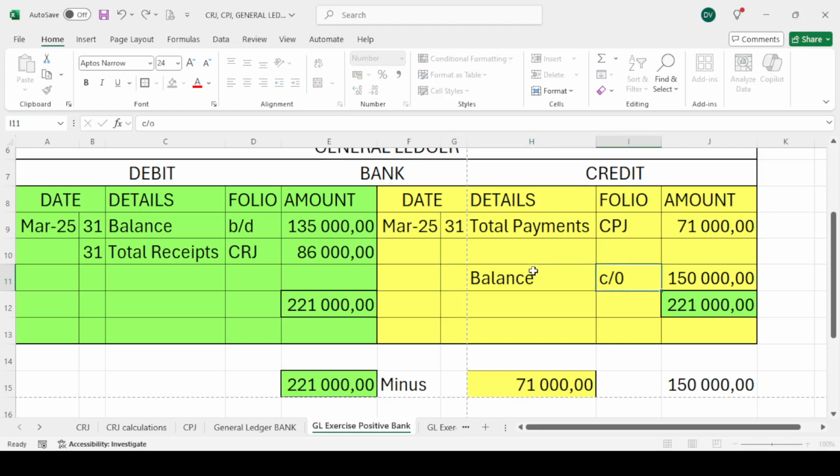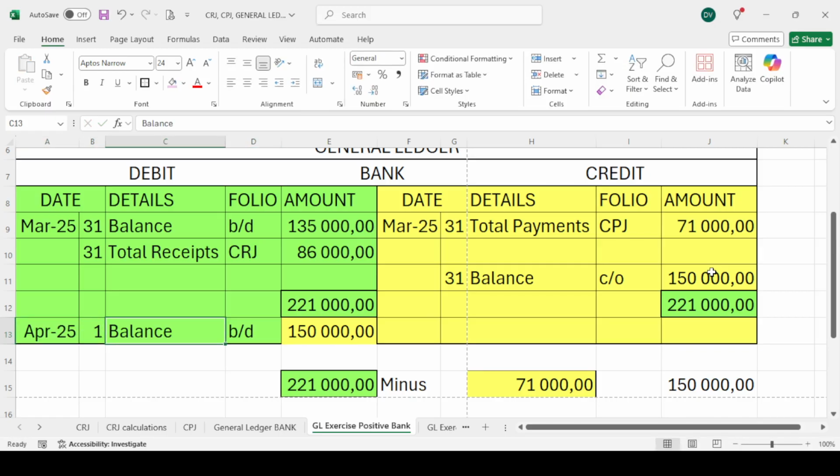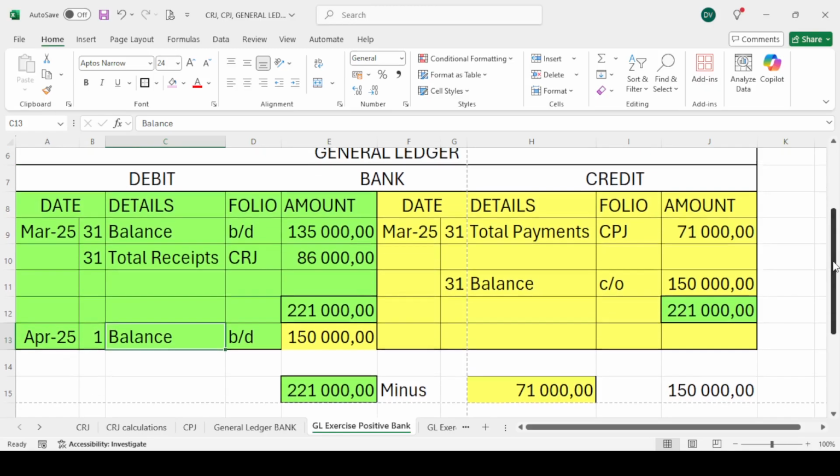It happened also on the 31st of the month, but you're carrying it over now to your next month. It's the money that you have to start your new month with, your balance that you have brought down, and this date will be the 1st of April. There we go.